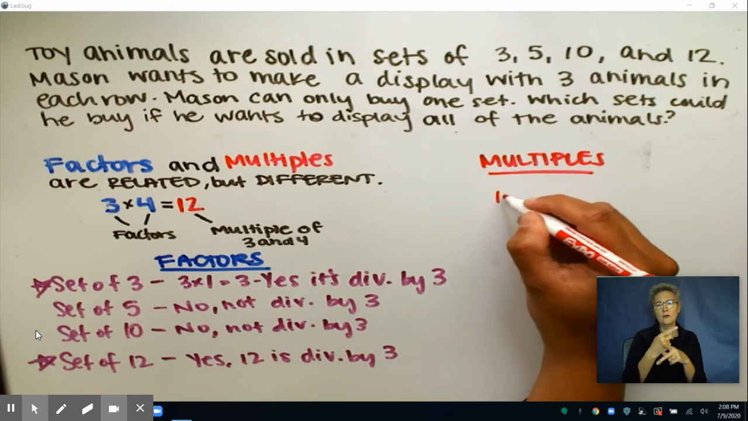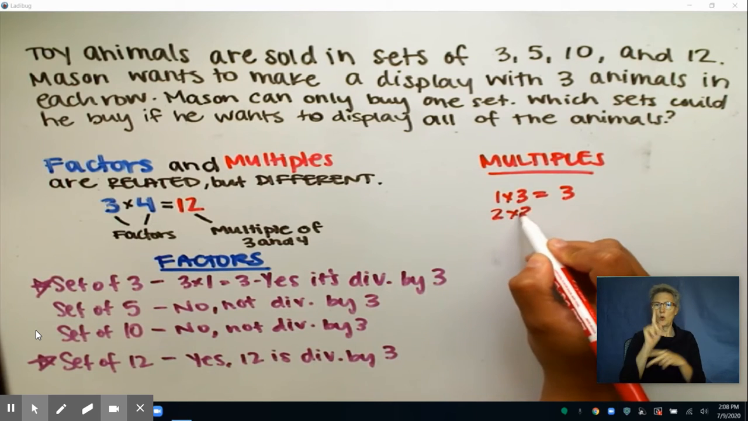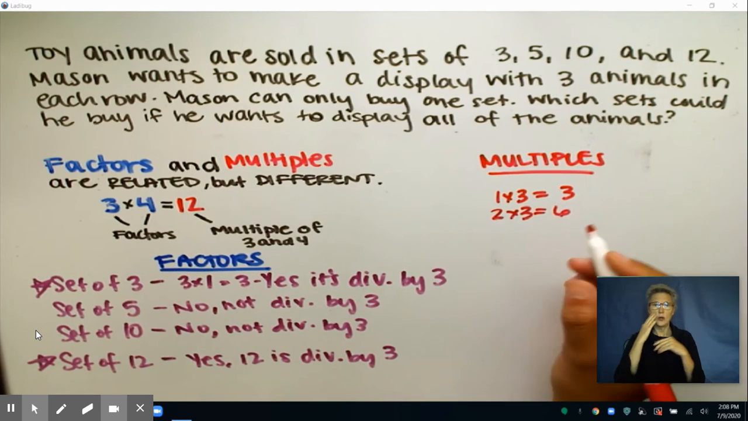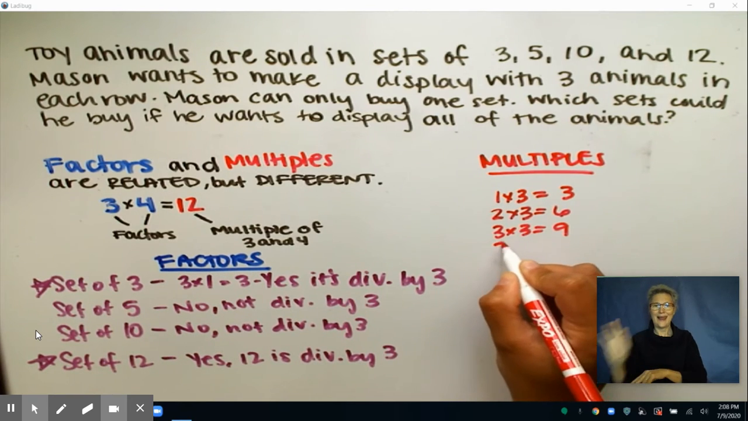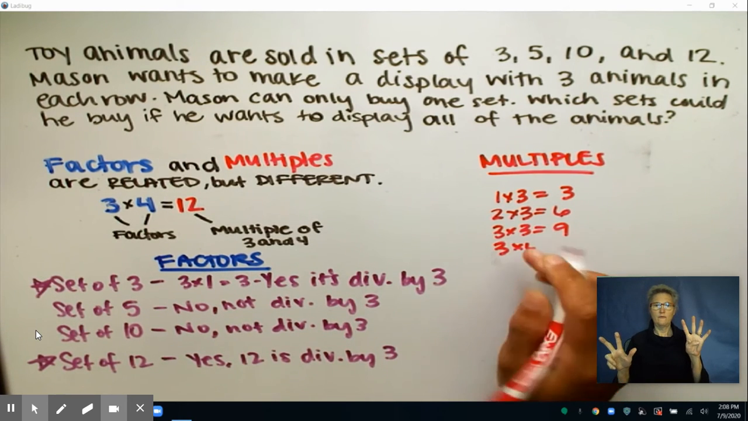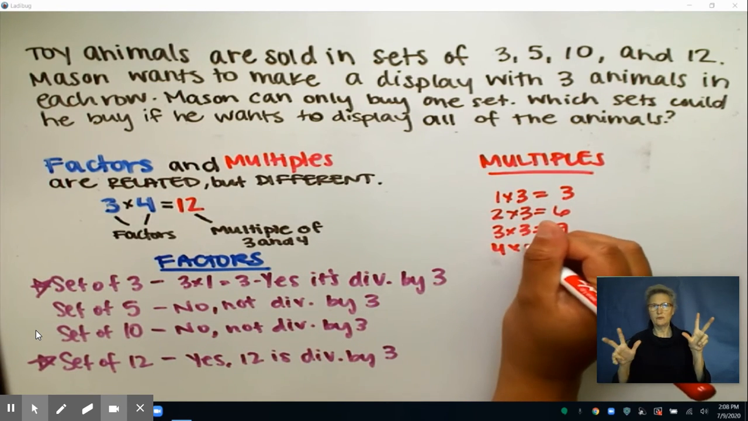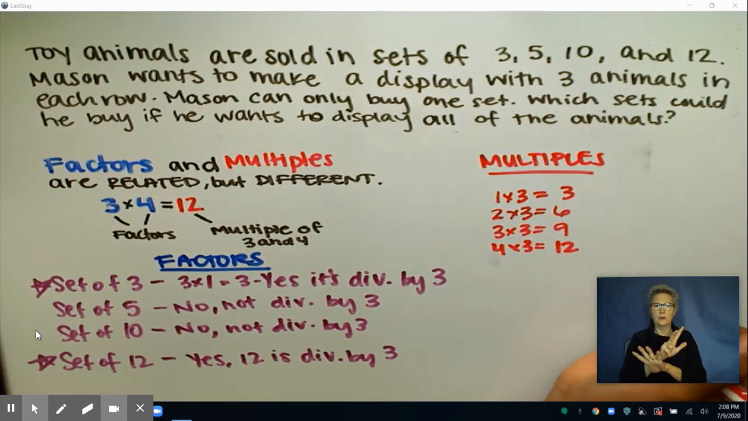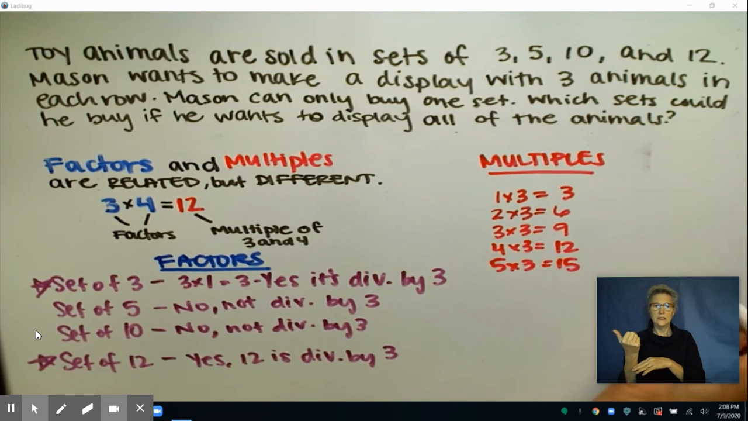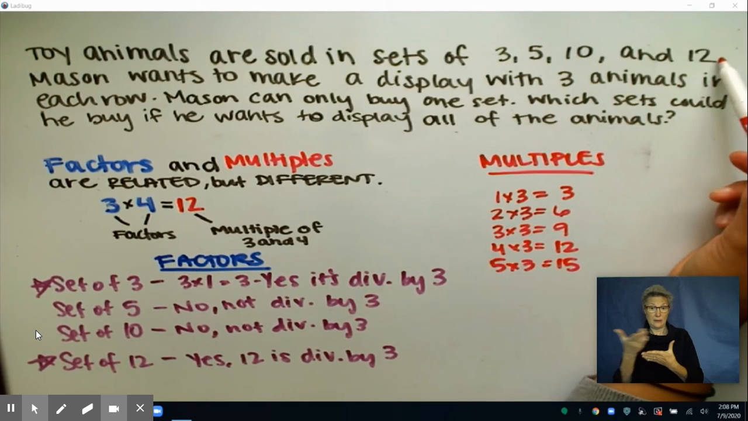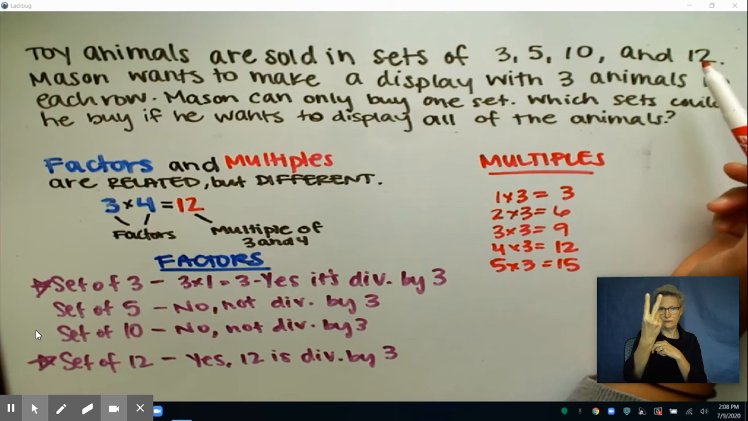So let's start with 1 times 3. We know that's 3. The next multiple of 3, we know 2 times 3 would be 6. 3 times 3 is 9. 4 times 3, which is the same as 3 times 4 because of our commutative property, you know that, is 12. 5 times 3 is 15. And I'm going to stop there because the largest number that I see here as other options is 12. So we're good to go here.